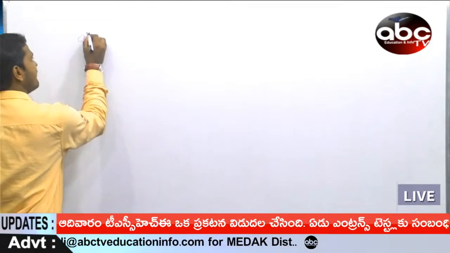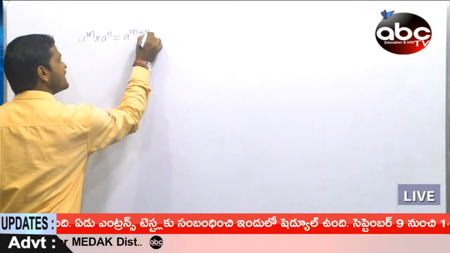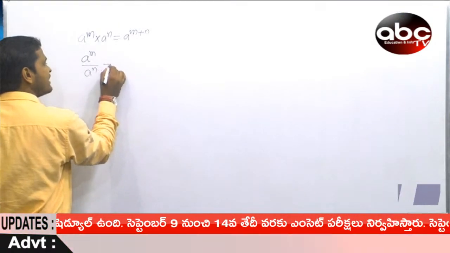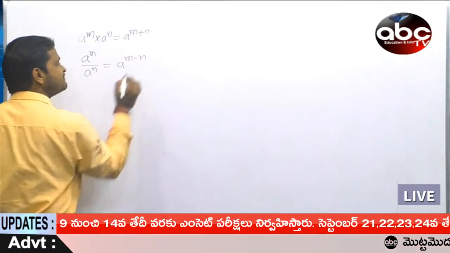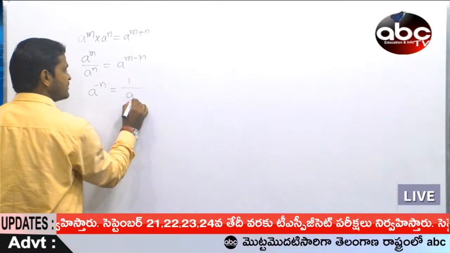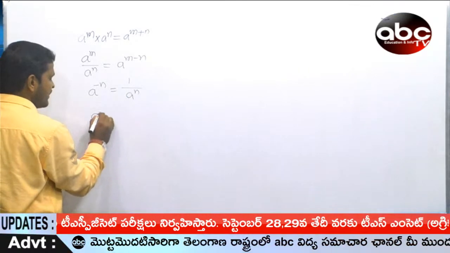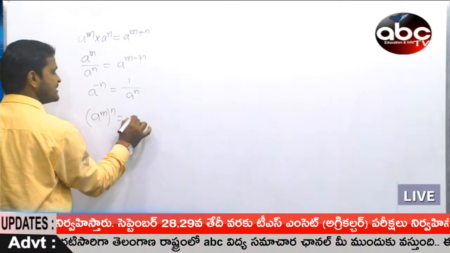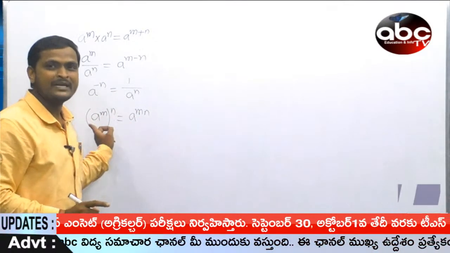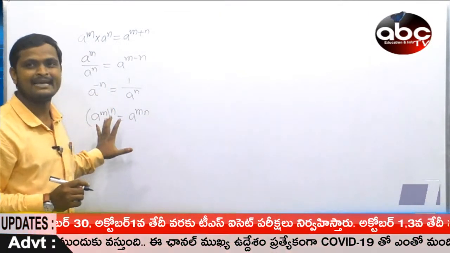Okay students, a power m into a power n, already you know, is a power m plus n. Similarly, a power m divided by a power n is a power m minus n. And one more, a power minus n is equal to 1 by a power n. And a power m whole power n is equal to a power mn. The relation between exponents and logarithms is there, so just recall the laws of exponents.